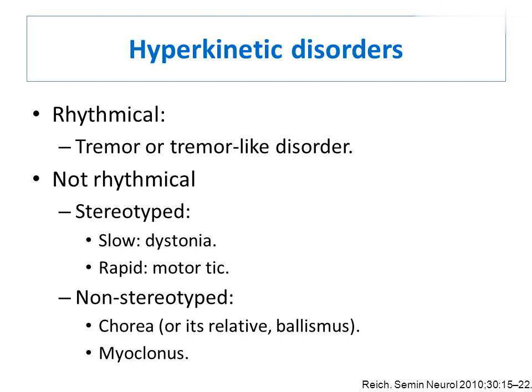Rhythmical: tremor or tremor-like disorder. Not rhythmical, stereotyped: slow, dystonia; rapid, motor tic. Non-stereotyped: chorea, or its relative, ballismus. Myoclonus. Reich, Semin Neurol 2010, 30, 15-22.